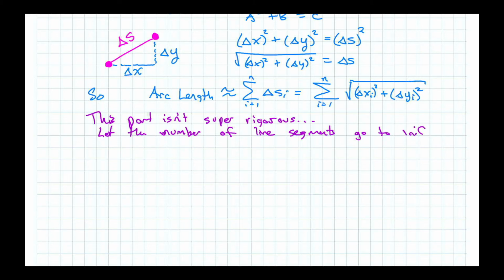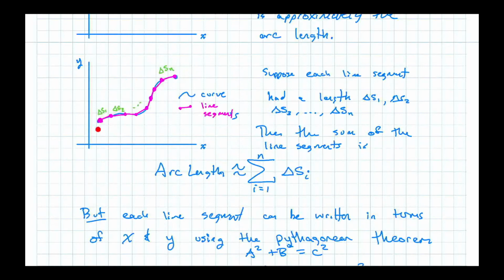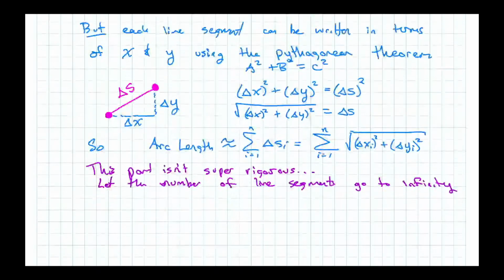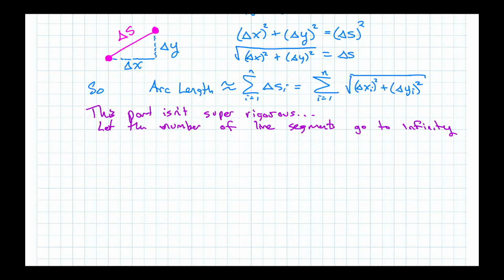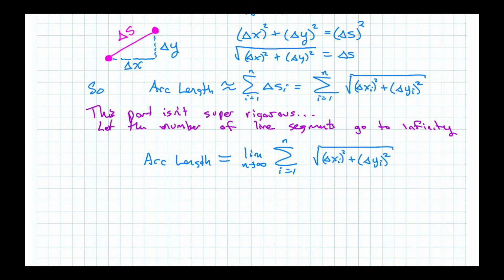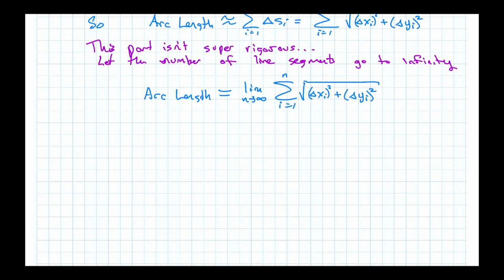Because if we do, then it will become a perfect approximation because there won't be any difference between the curve and the line segments if they are infinitely small, right? So what we're going to get then when we do that is that the arc length now is going to be equal, not approximately equal, to the limit as n goes to infinity of this, which I should have just duplicated. I'll duplicate it now. Okay. So if we can do that, then that would be what we want.